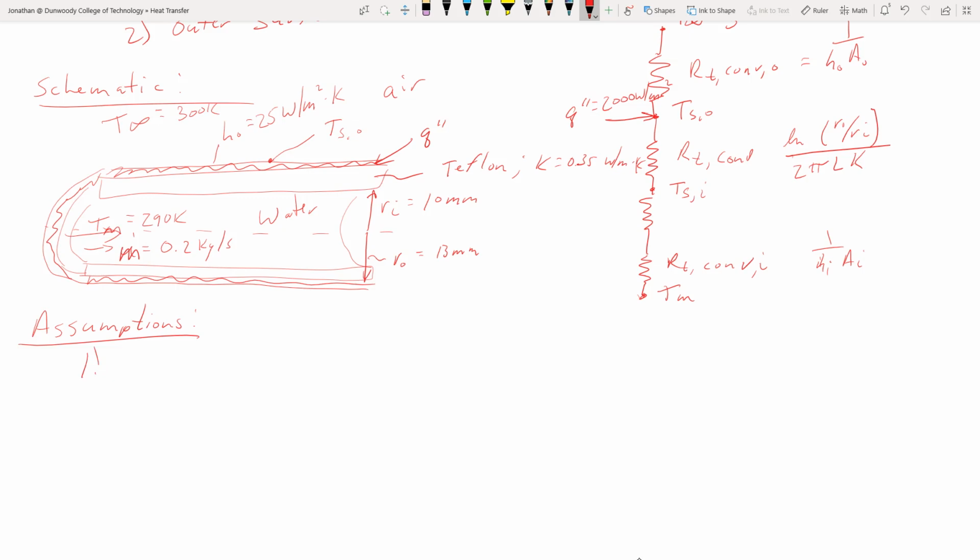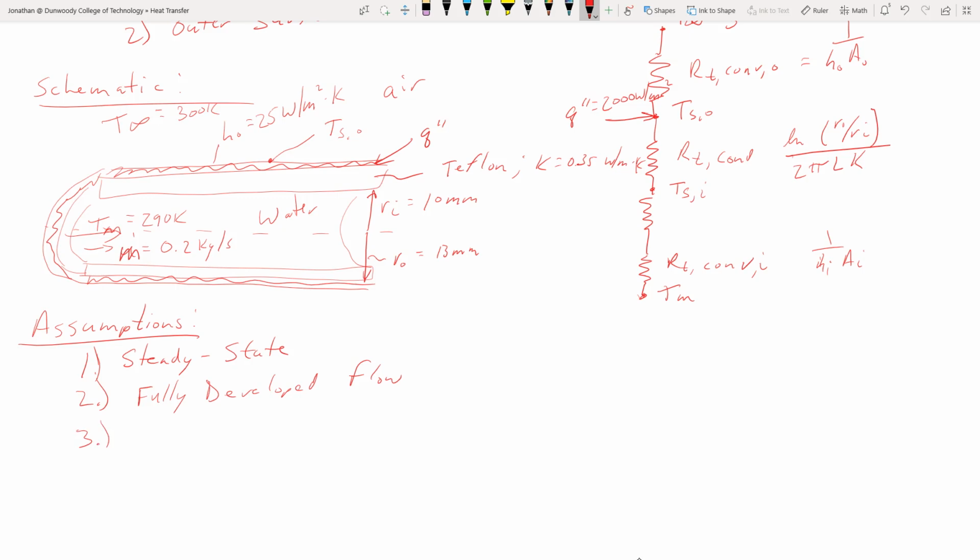First assumption, we're going to assume steady state. Not told anything about time, so probably a good assumption. Second, we're going to assume that we have fully developed flow. We're not told anything about an entrance region or a length, so it's a good assumption there.